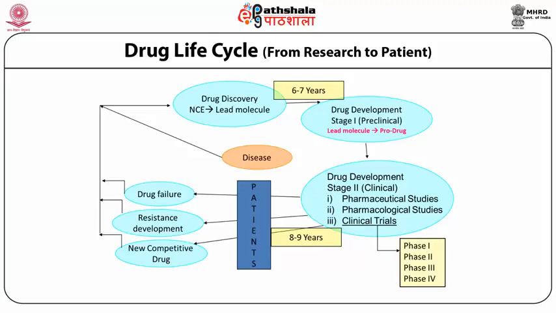Then comes drug development stage 2, the clinical part, where we go for the clinical evaluation of the prodrug, which involves pharmaceutical studies, pharmacological studies, and then obviously the clinical trial, the largest part. This includes phase 1, phase 2, 3, and 4. This whole stage 2 of drug development involves 8 to 9 years. So in totality, developing a new drug costs somewhere 16 to 17 years of time.